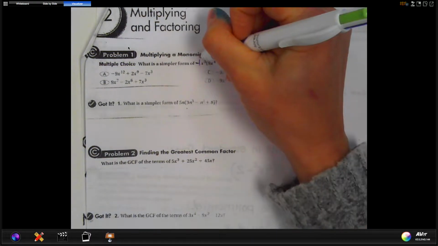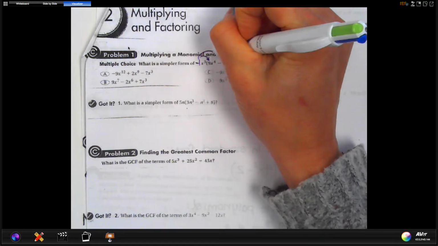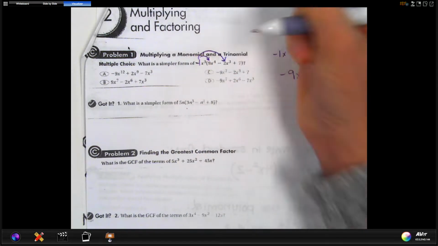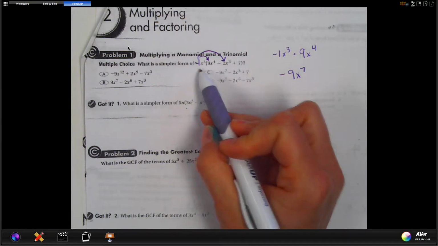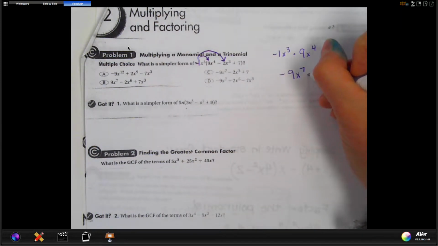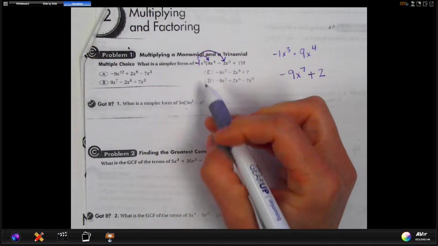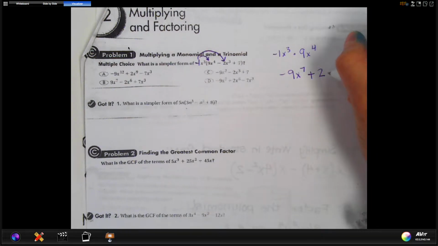Okay, let's do it again. Negative 1x to the 3rd times negative 2x to the 3rd. So we multiply negative 1 times negative 2 to get what? Positive 2. And then what do we do with our exponents of 3 and 3? Add them, x to the 6th.